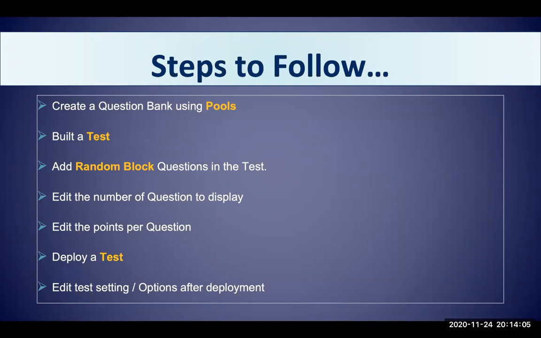In the last, you need to deploy. Once you've done everything, deploy means the test is now ready and available for the students, and students can attempt that test. After deployment, you can edit settings and options. Before the attempt, you can change the settings and options. You can set the password, or the availability of the test, or the time or date. Everything you can change before the attempt, or before the time of attempt.